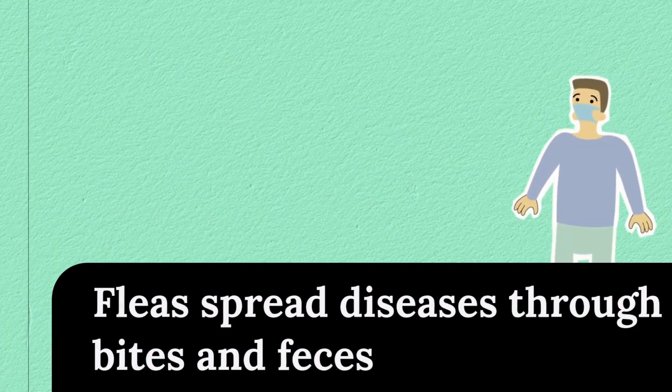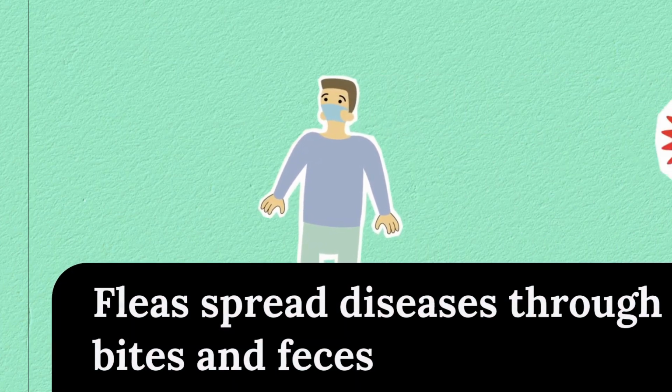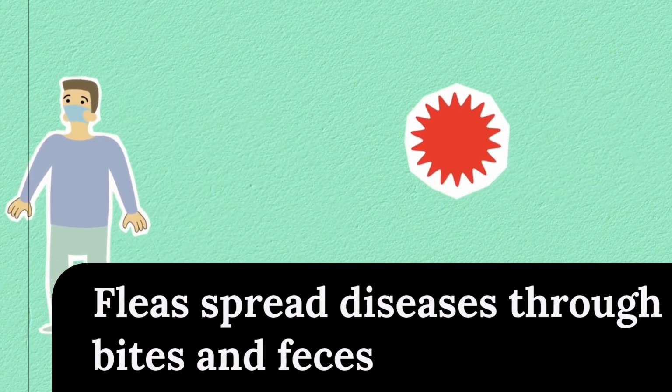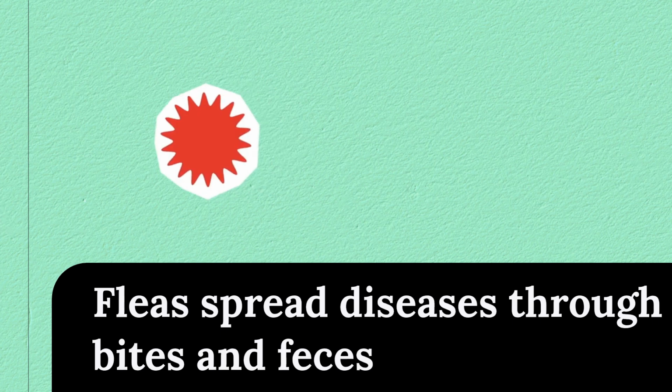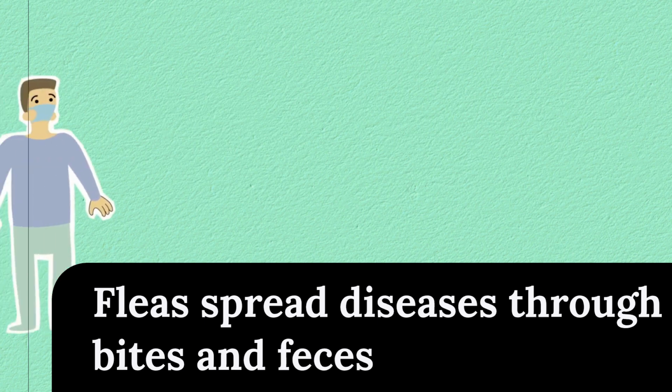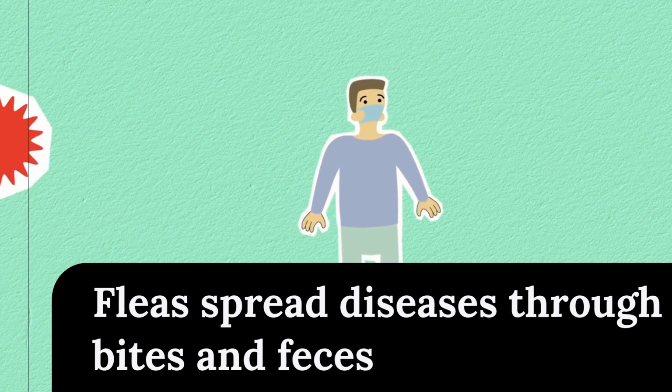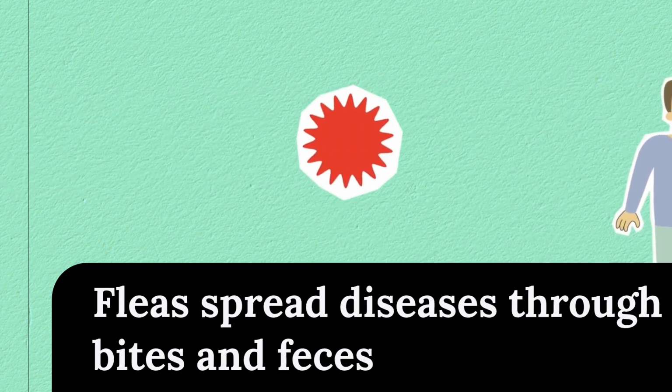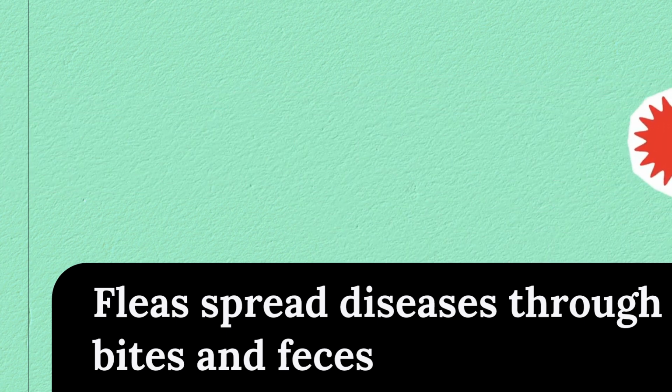Fleas transmit diseases through bites and contamination. Pathogens survive in fleas' digestive systems. Transmission occurs via bites or contaminated flea feces. The plague is a notable disease spread by fleas. Understanding flea behavior is vital for control.